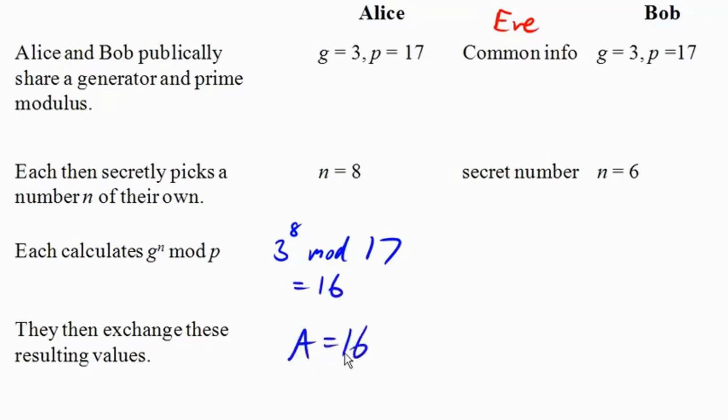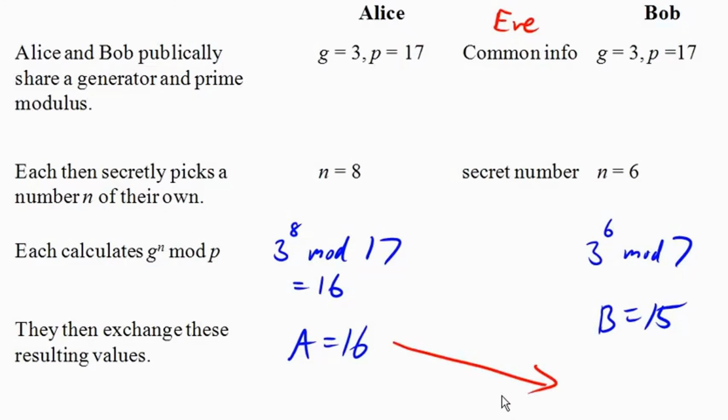Now Bob is going to do the same thing with his secret number. So he's going to take generator to the n mod 17. And this one comes out to be 15. So now comes the important part. Alice is going to send her number to Bob, and Bob is going to send his number to Alice. So Eve is going to be able to intercept those. But it's really important, because it's hard to figure out.